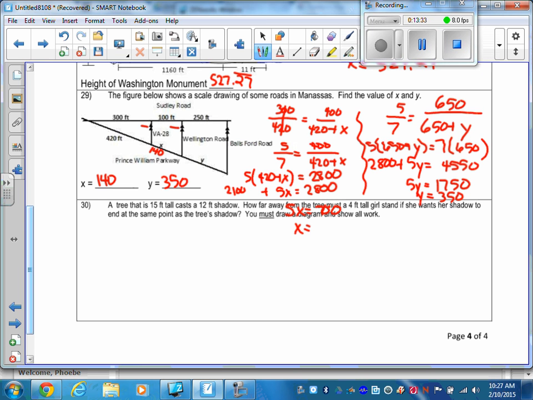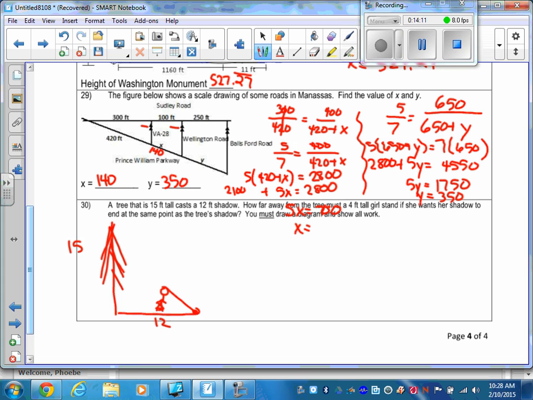Okay, so we have a tree. Here's our tree. That's like a Christmas pine. Yeah, it's 15 feet tall. And it casts a 12-foot shadow. So here's my 12-foot shadow. How far away from the tree must a 4-foot tall girl stand if she wants her shadow to end at the same point? So here's the young lady. She's got on a skirt. And she wants her shadow to end right here.